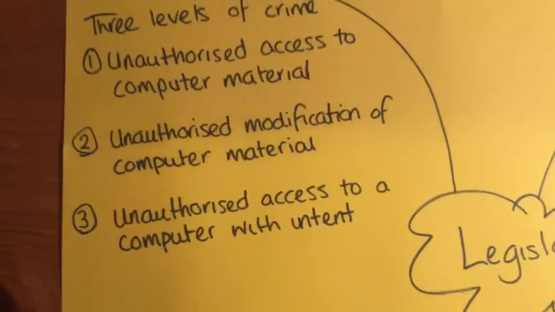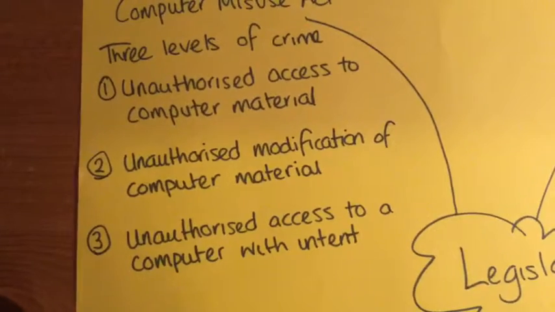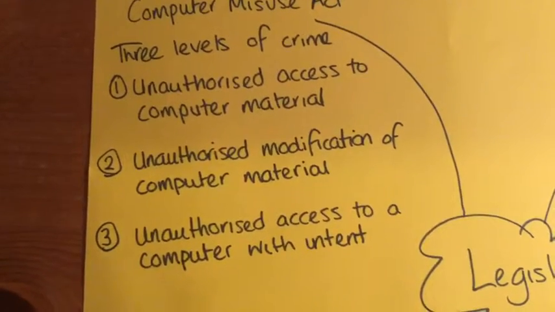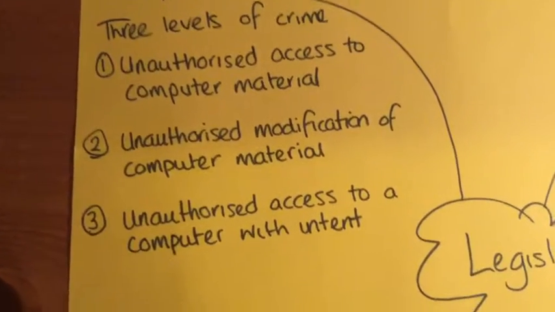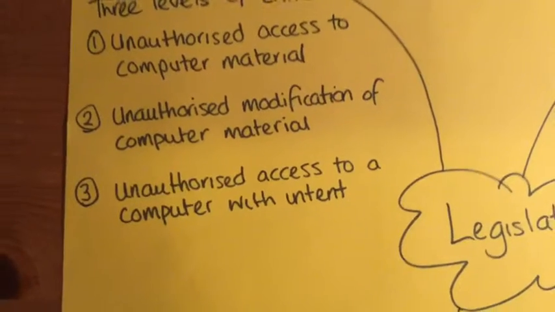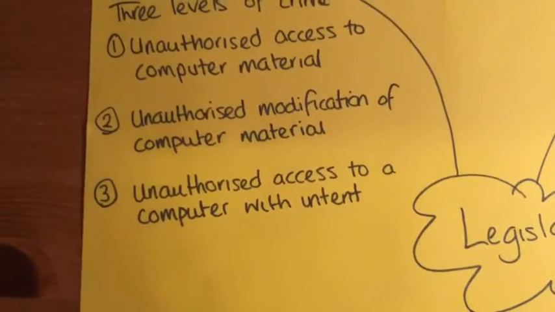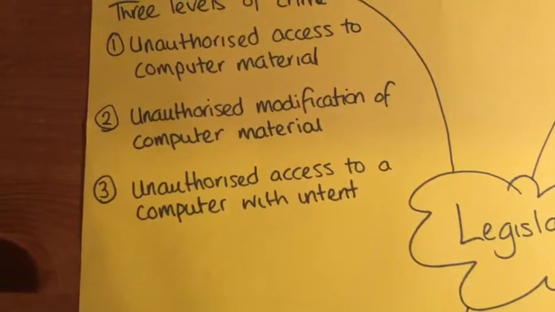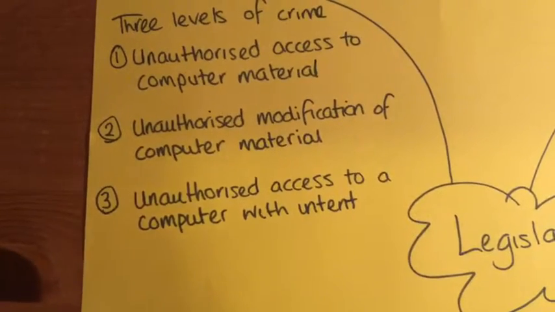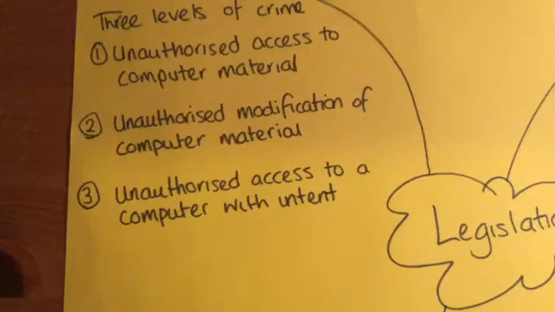The second level is unauthorised modification of computer material, and this includes destroying or corrupting another user's files or creating a virus. And the third stage, if you like, or the third level of crime is unauthorised access to a computer with intent. And this includes gaining access to a financial or administrative record with the aim of using the information to commit fraud or a further crime.